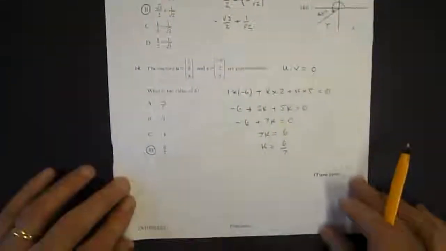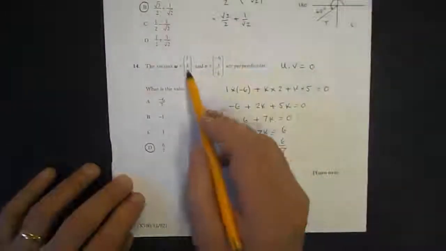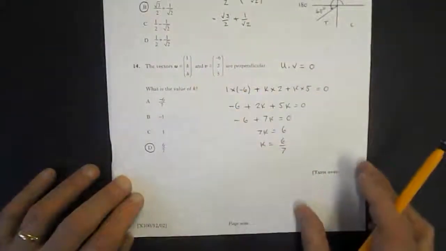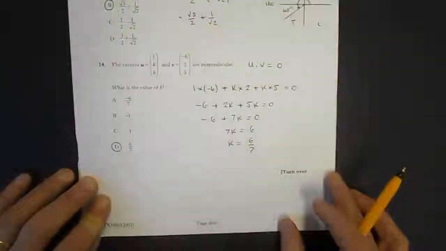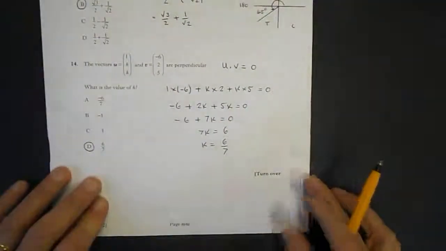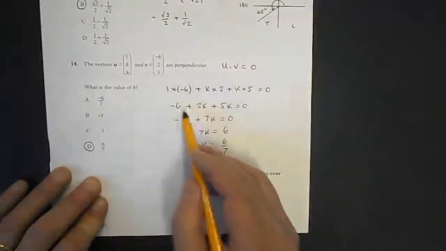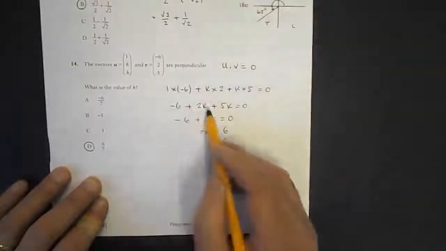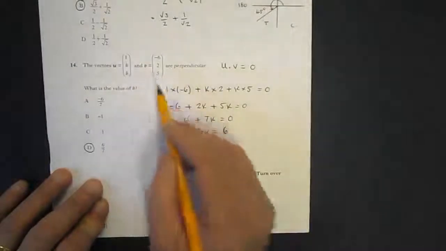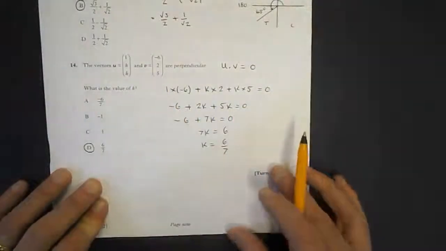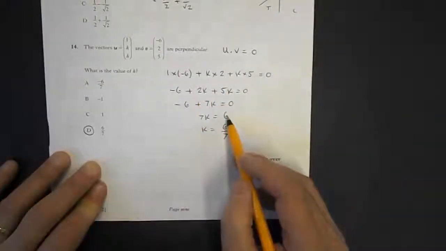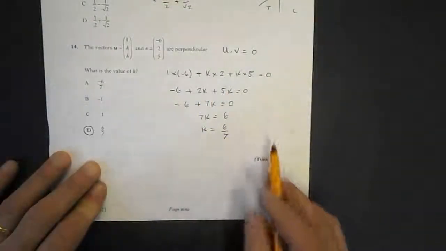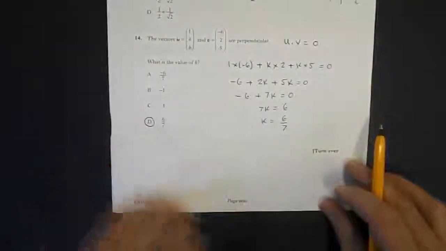Question 14. We have two vectors and we're told that they're perpendicular. Well, if they are perpendicular, then the dot product equals 0. Okay, so quite an easy one, to be honest. 1 times minus 6, k times 2, 2k, k times 5, 5k, that has to give 0. Minus 6 add 7k gives you 0, put over the 6, divide by 7, k is 6 over 7, which is choice D.